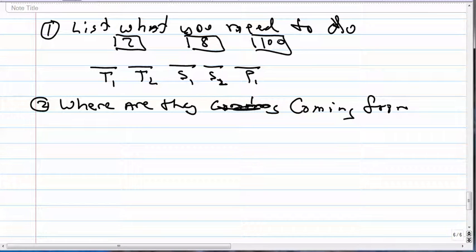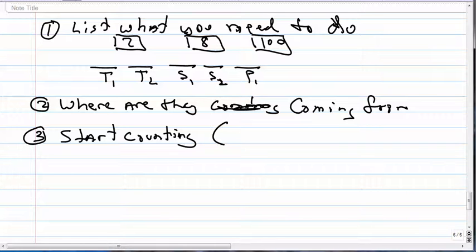Wherever they're coming from. So the second question, where they're coming from, I like to draw little boxes to indicate where I'm selecting from. Step 3, I start to pick. Or I start counting. This is where I'm going to ask the question, can I put something back? This is the concept of replacement.